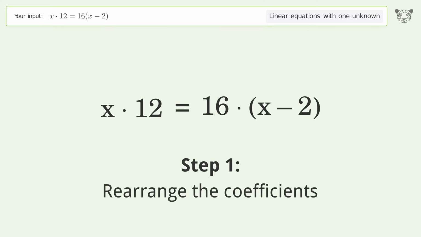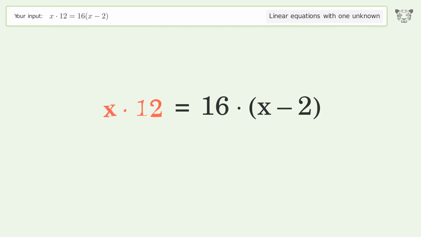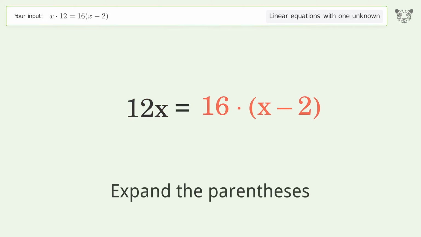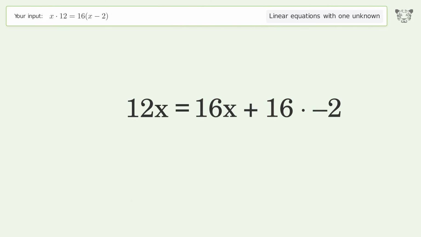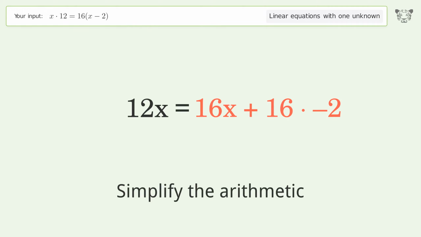Rearrange the coefficients. Expand the parentheses. Simplify the arithmetic.